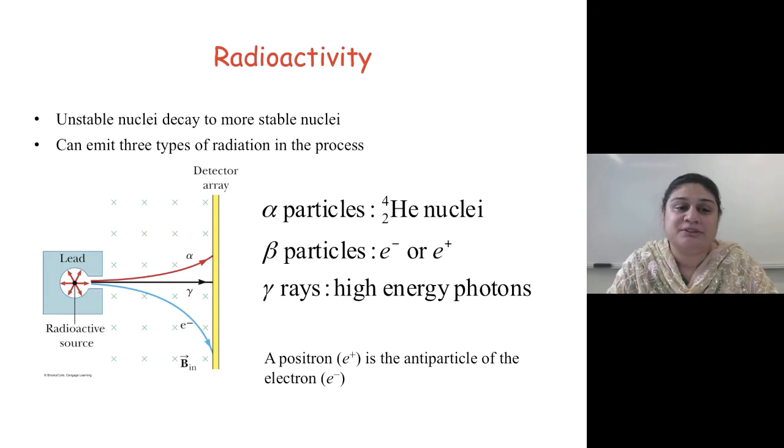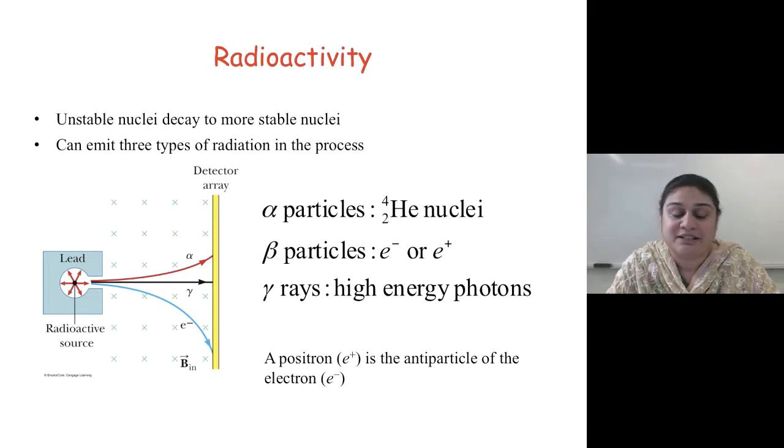Radioactivity. Unstable nuclei decay to more stable nuclei. They can emit 3 types of radiation in the process: alpha particles, beta particles, or gamma rays. Alpha particles are basically helium nuclei. Beta particles are electrons or positrons, e+. Gamma rays are high energy photons.